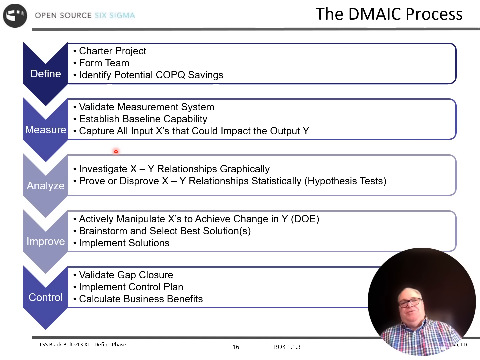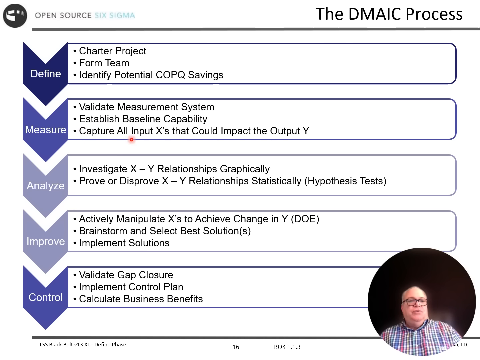Then we move into Measure. We make sure that the metrics that we're going to use are valid. So we're going to talk about how they are measured and how accurate that measurement is. And the ultimate is, hey, what is the current capability? Where are we on that sigma scale or yield or parts per million defective? So what is the real quantitative way to look at the problem?